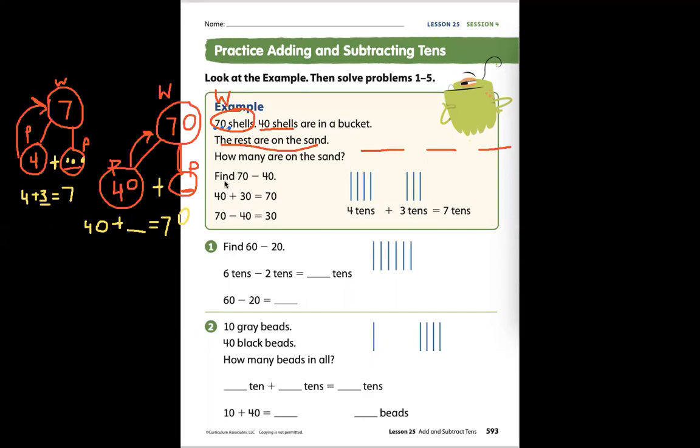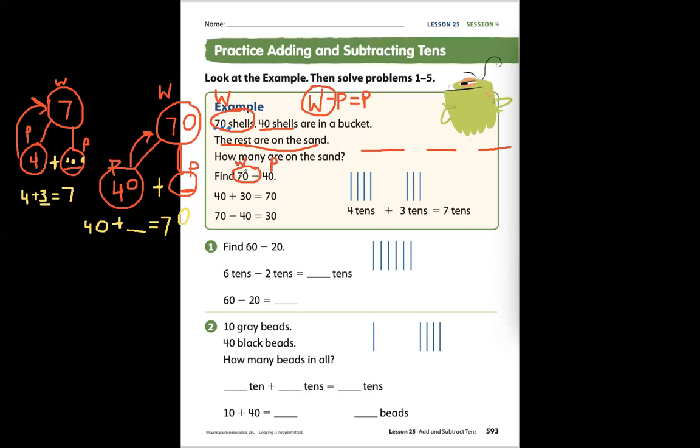Let's see. Here it says find 70 minus 40. 70 minus. That minus sign right there, whole minus a part equals the part. Remember, whenever I write, you write. If you have whole minus, that means 70 is your whole. Whole minus a part equals a part. And that's exactly how we have that in our number bond. The whole is 70 and 40 is the part.